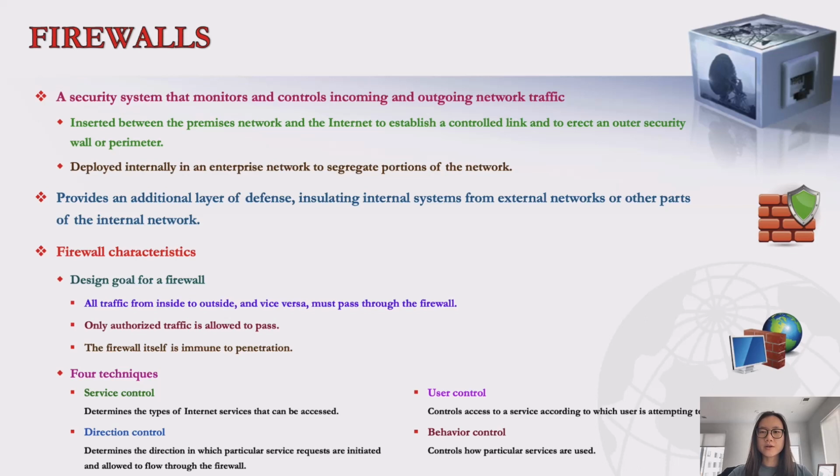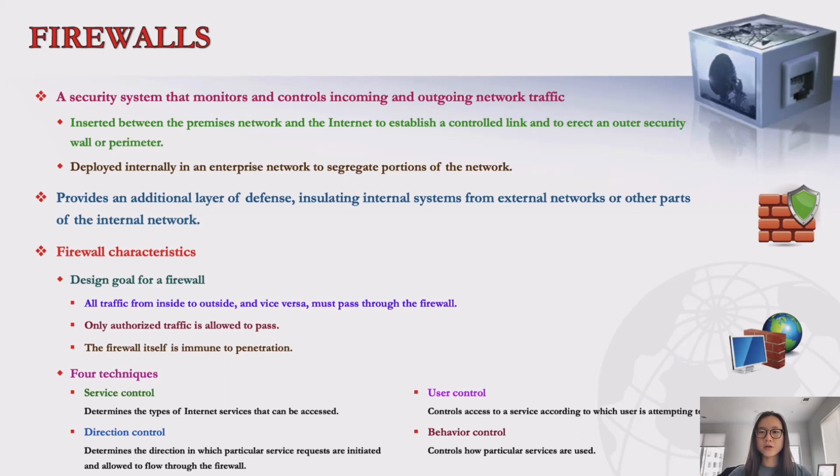First of all, traffic from inside to outside and vice versa must pass through the firewall. This is achieved by physically blocking all access to the local network except through the firewall. Second of all, only authorized traffic, as defined by the local security policy, is allowed to pass. Various types of firewalls are used, as they implement various types of security policies. Third of all, the firewall itself is immune to penetration. This implies the use of hardened system with a secured operating system.